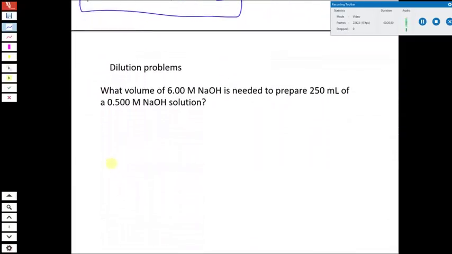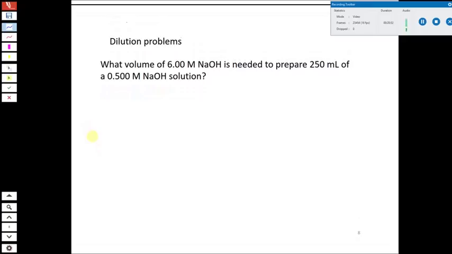So one way would be, let's say we had a solution of sodium hydroxide that was 6 molar, but we wanted to actually make a concentration smaller than that. So we wanted to prepare 250 milliliters of a solution that was instead 0.5 molar. So again, in dilution, you're just changing the concentration of things.